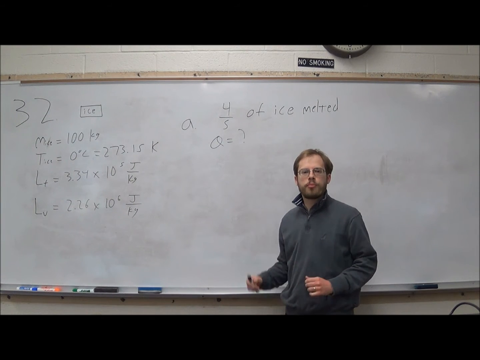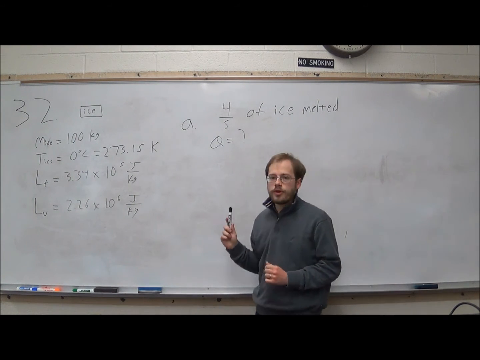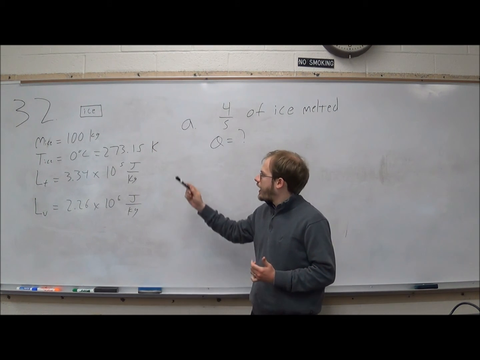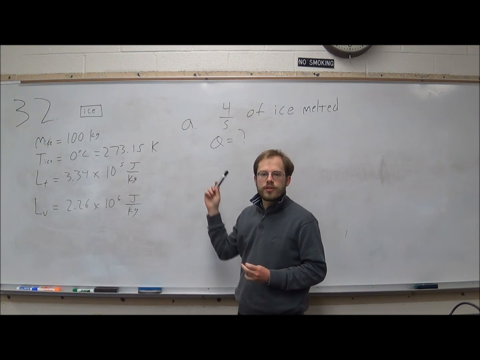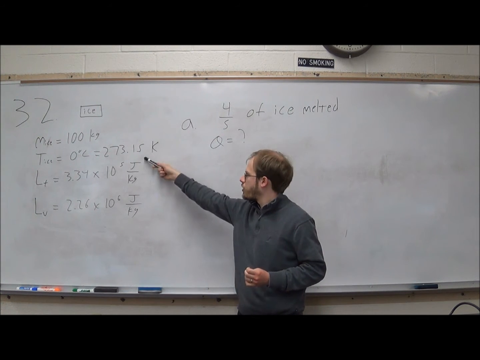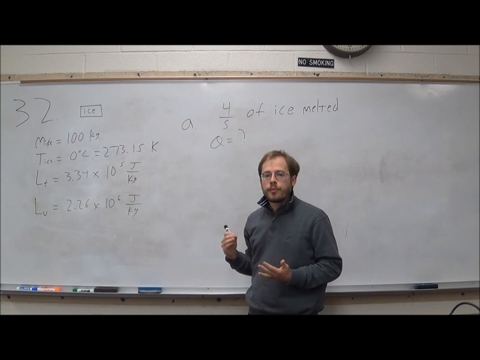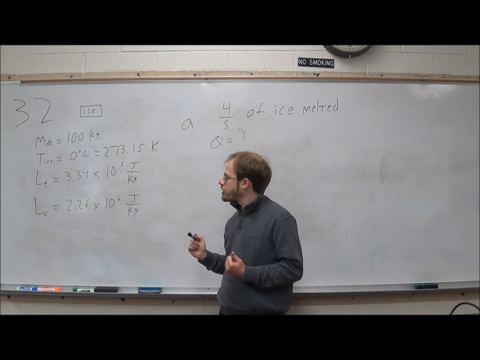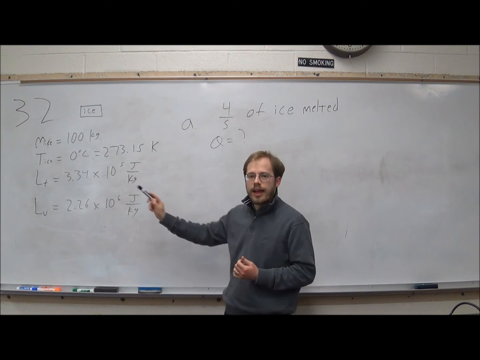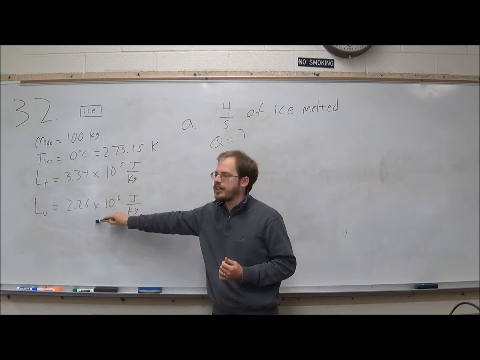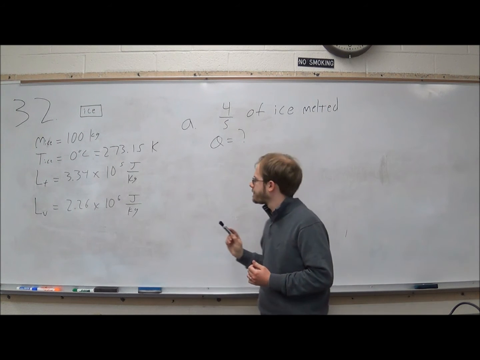Okay, let's solve problem 32. In problem 32, we have a mass of ice, 100 kilograms, that has been heated to a temperature of 0 degrees Celsius, or 273.15 Kelvin. In the problem statement, we were given the latent heat of fusion for H2O and the latent heat of vaporization for H2O.